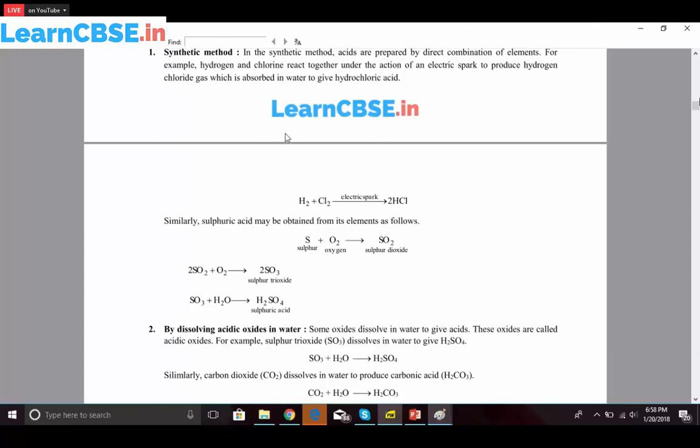Then the sulfur dioxide again reacts with O2, oxygen, and we'll get sulfur trioxide. Then the sulfur trioxide has to react with water, and we will get sulfuric acid.